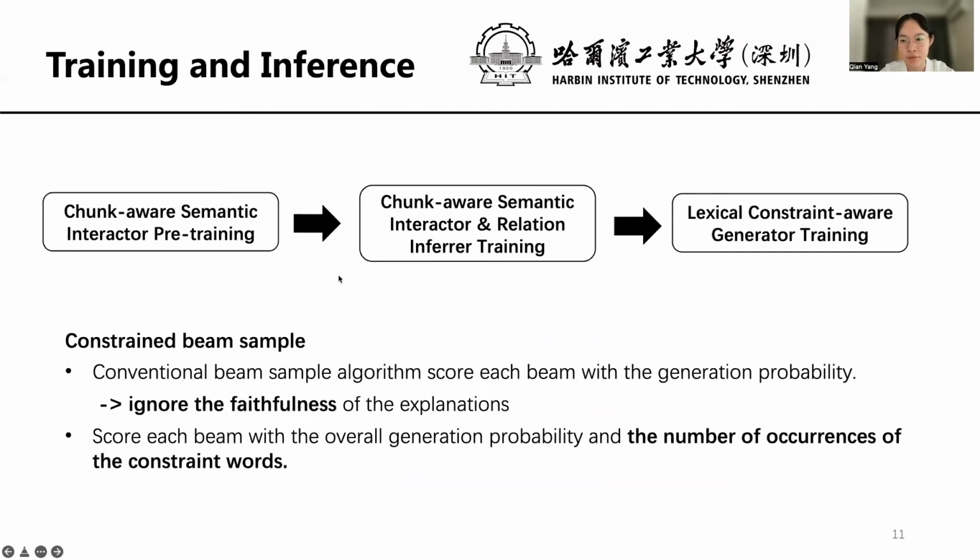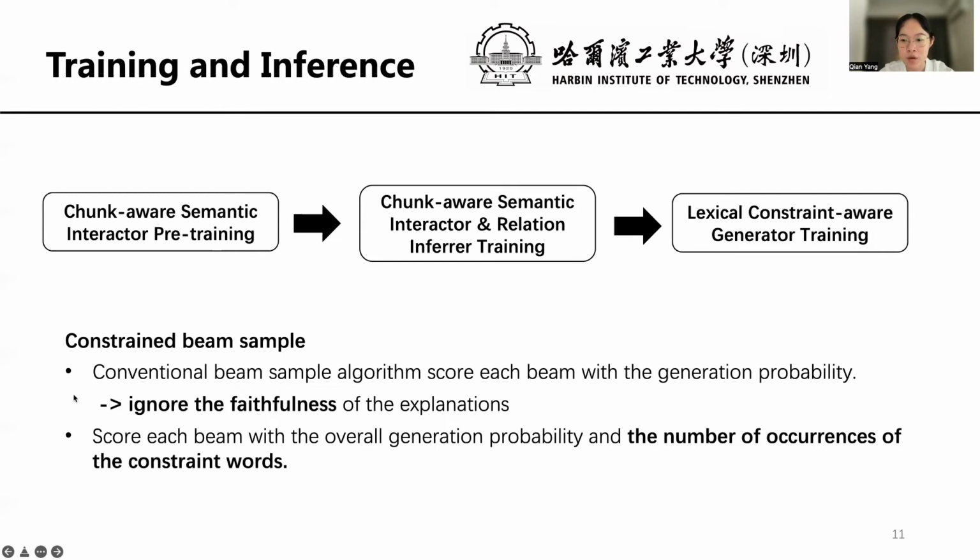For training and inference, we first pre-train the chunk-aware semantic interactor to improve the accuracy of semantic vision language alignments. And then we use the training pipeline for the whole model. First, we train the chunk-aware semantic interactor and relation inferer for relation inference. Then we freeze their parameters and train the lexical constraint-aware generator for explanation generation. During inference, we also adopt constraint beam search for generation.